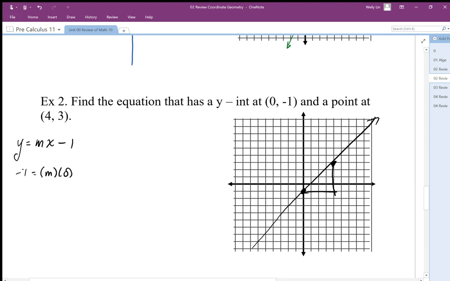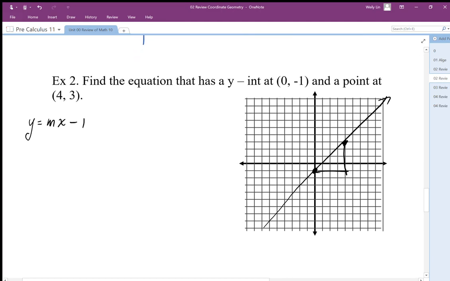M times 0 minus 1, I get -1 equals -1. I didn't solve for m. Okay, so it's not wrong. -1 is definitely equal to -1. So it's never wrong to plug in a coordinate. However, it didn't solve for anything, so I need to use the other coordinate.